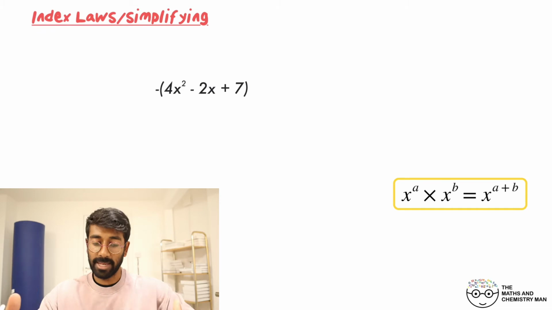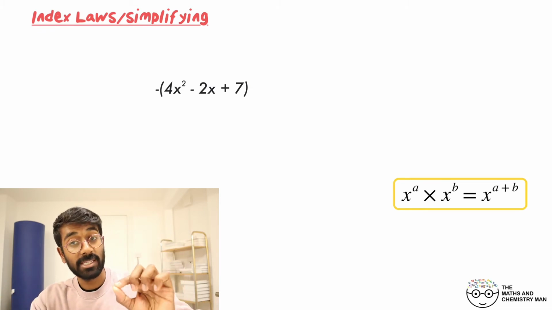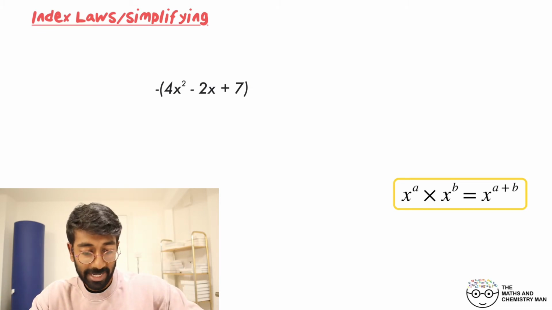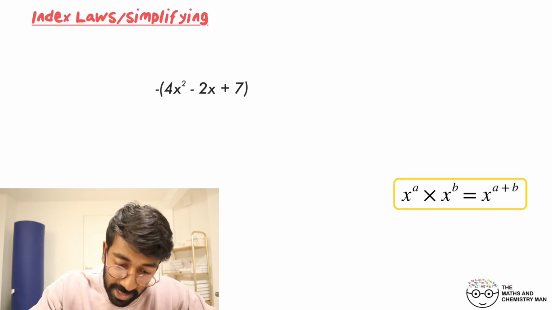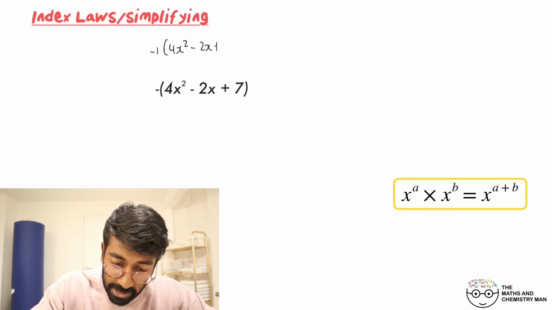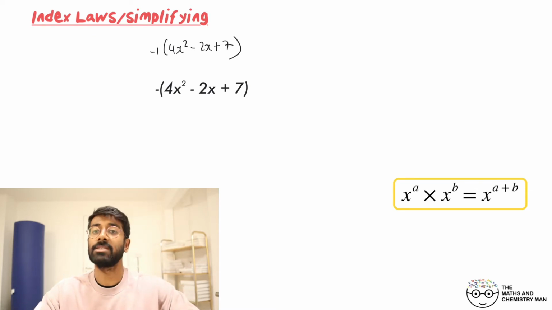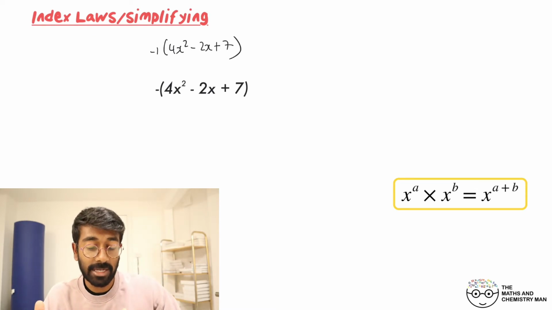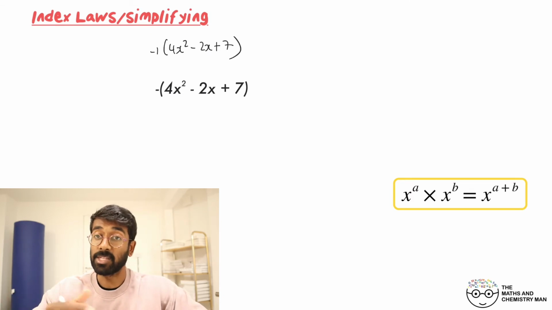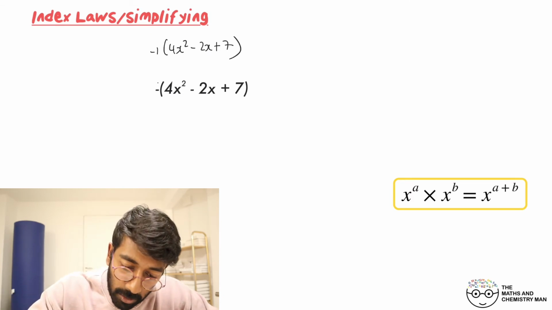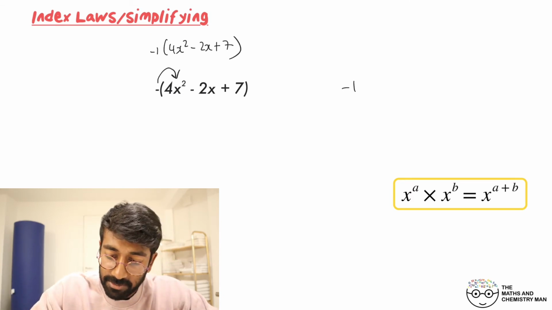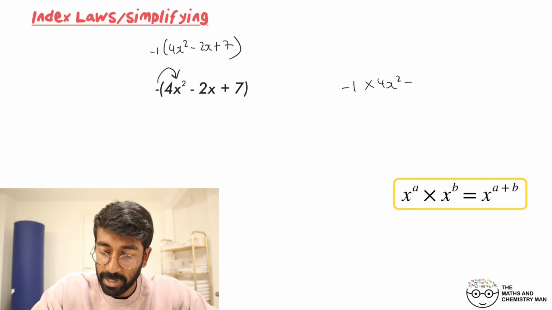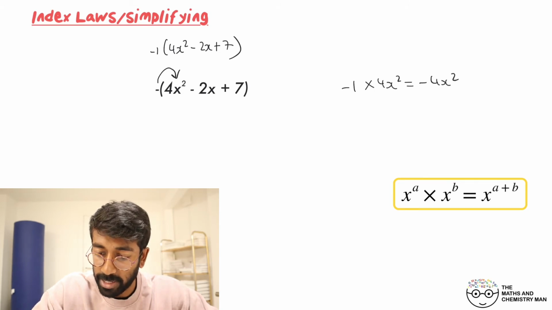Okay, great. Next. This time you've just got the minus there on the outside of your bracket. This is exactly the same as writing minus 1 on the outside, and then 4x squared minus 2x plus 7. So that minus is just going to affect everything on the inside. It's the same as just taking minus 1 and timesing it through your bracket. So that times that, that's the same as going minus x times by 4x squared. So that's just minus 4x squared.